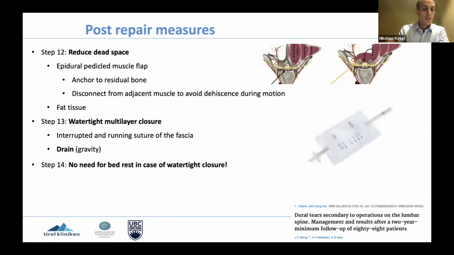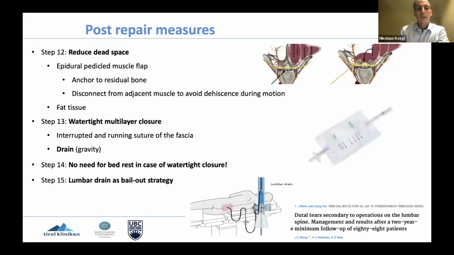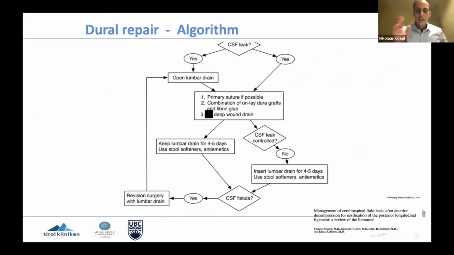I personally think, and I'll quickly mention, that there is no need for bed rest in the so-called watertight closure cases. And a lumbar drain is something we do use as a bailout strategy. Over here in Canada, actually, they use a pump system because of teaching reasons, but that's a different thing. Now, that's, I think, a pretty good paradigm, an algorithm, for how to address it.